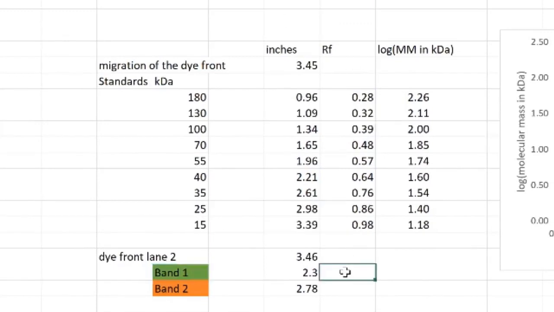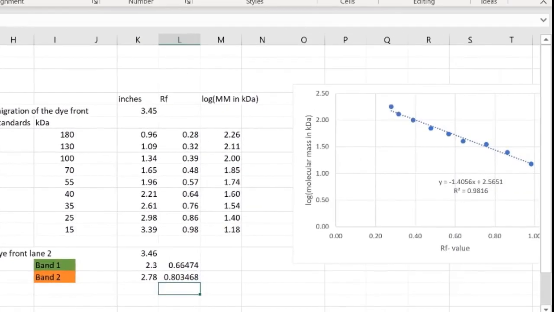The RF values, again, are just the ratio between how far did your protein migrate in relation to this die front. So protein divided by die front. And as expected, these RF values fall between the standard RF values. We could use the trend line to make an estimation, but the region that we'll want to investigate with the RF values 0.66 and 0.80.